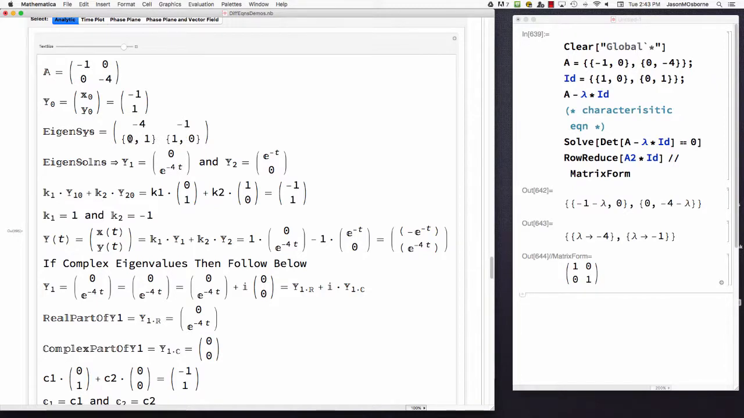So in the y direction you've got a -4 eigenvalue, and in the x direction you've got a -1 eigenvalue. So here are your two straight line solutions, right? You can use the linearity principle to find your constants k1 and k2, and therefore your solution to the initial value problem is e^(At) times this here.